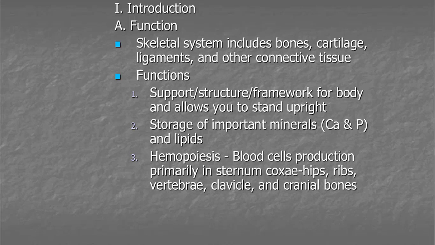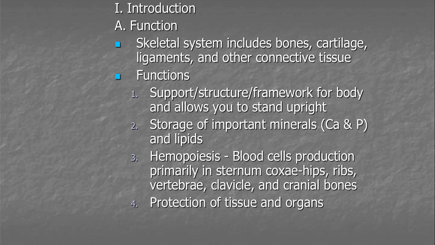It also does hemopoiesis. This is done solely by the marrow of your bone, particularly red marrow. Your blood cells, including white and red blood cells, are primarily produced in the marrow of the sternum, the coxae, which are your hip bones, ribs, vertebrae, clavicle, which is your collarbone, and cranial bones of your skull. You also have the long bones of your body, such as the femur, tibia, fibula, humerus, ulna, and radius.